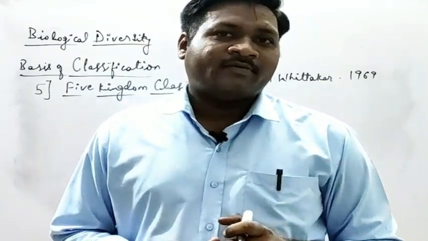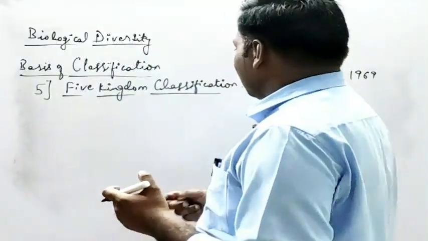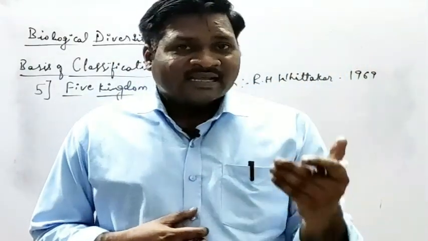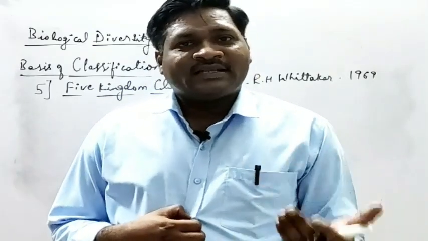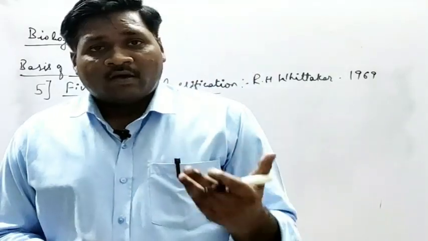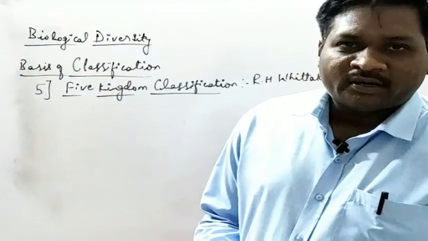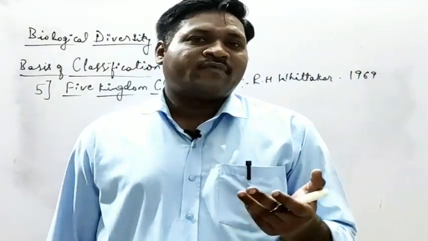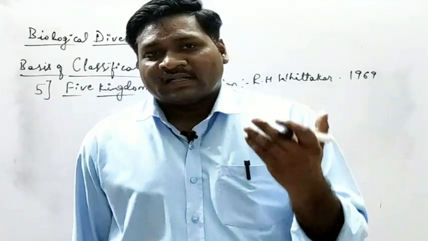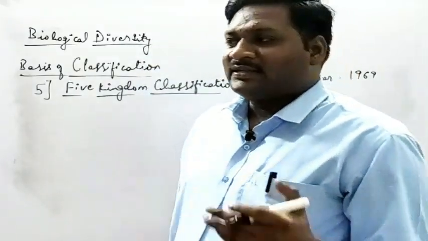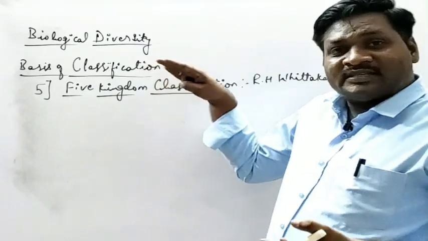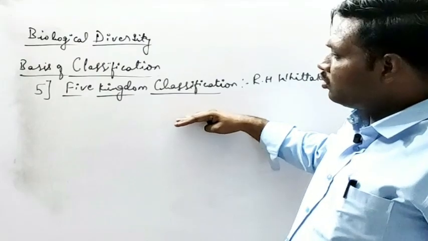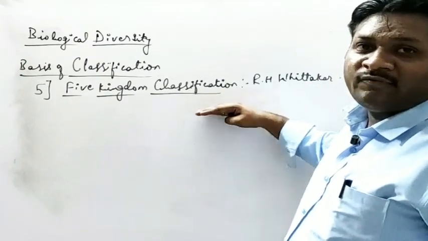And what was that criteria? He used the criteria that was the complexity of cell, whether the cells are unicellular, whether the cells are multicellular. Okay, then whether the cell is eukaryotic or prokaryotic. Okay, whether they can synthesize their own food material, that is mode of nutrition, or they depend upon other organisms for their nutrition. Okay, that is autotrophic or heterotrophic mode of nutrition. So this was the criteria which was being used by Whittaker. Okay, so he concluded there are 5 different kingdoms.